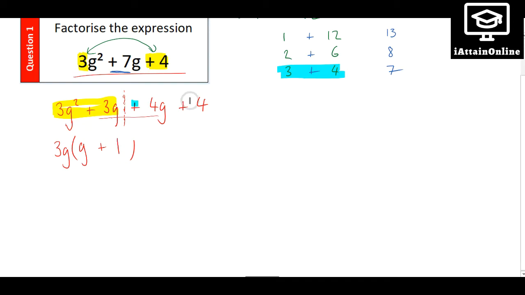Now I'm going to do the same with this side. I'll do this bit in blue. Looking at positive 4g and positive 4, the highest common factor of both of those terms is positive 4. So I'm going to write plus 4. And then to get from 4 to 4g, I need to multiply 4 by g. Now to get from 4 to positive 4, that becomes a positive 1.